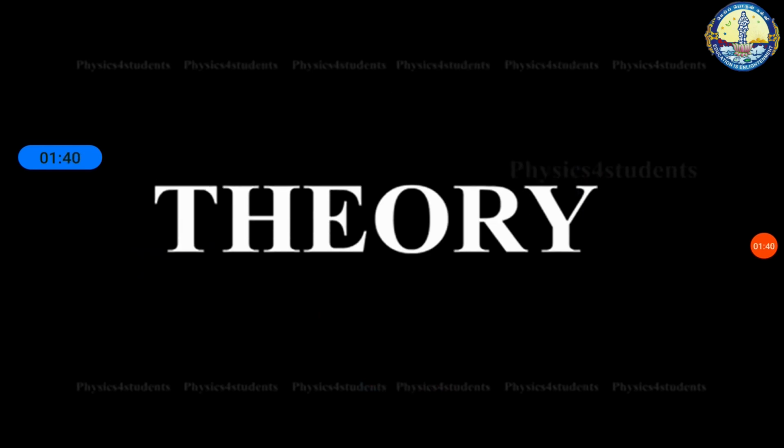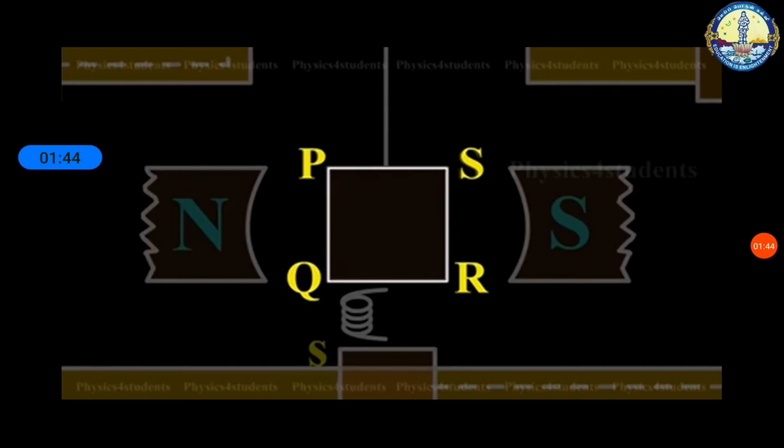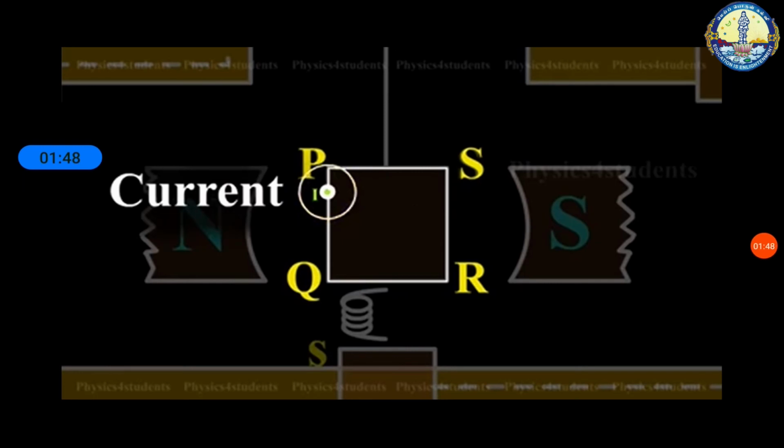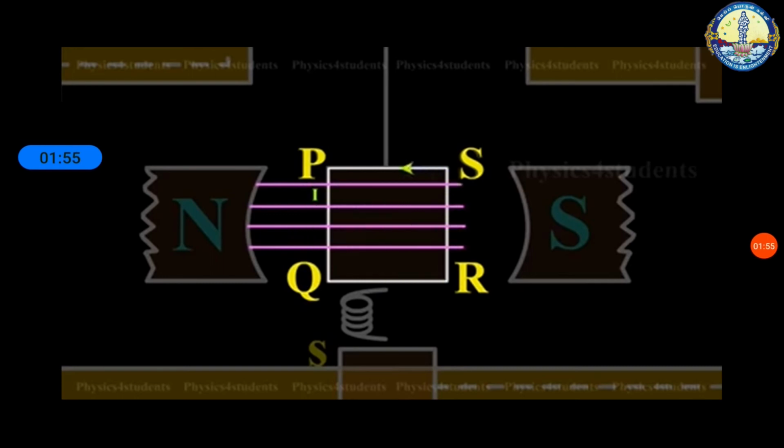Theory. Let PQRS be a single turn of the coil. A current I flows through the coil. In a radial magnetic field, the plane of the coil is always parallel to the magnetic field. Hence, the sides QR and SP are always parallel to the field. So, they do not experience any force.